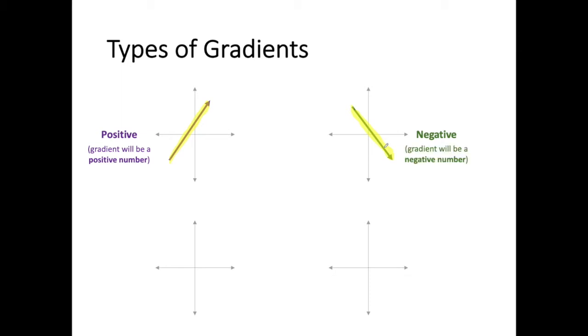They're the 2 most common types of gradients. We've also got a straight horizontal line, and that is going to have a gradient of 0, or a straight vertical line, and that gradient is going to be undefined. So they are the 4 key types of gradients, with the main ones being positive and negative. Now we'll have a look at how we calculate a gradient using the formulas from the previous slide.